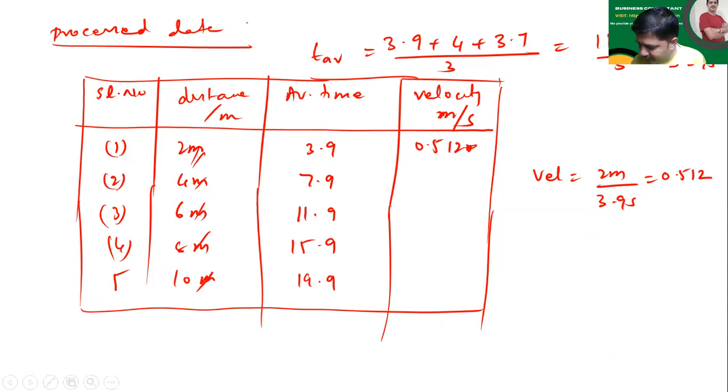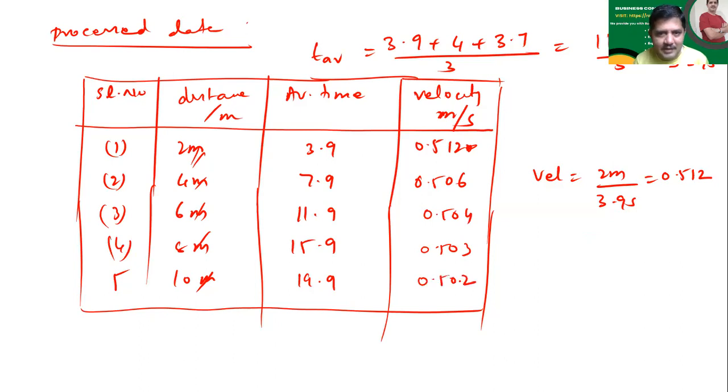This is 4 by 7.9. 4 divided by 7.9 would be 0.506. Then 6 meters, 6 divided by 11.9 is 0.504. And then 8 divided by 15.9 is 0.503. And then you have 10 divided by 19.9. It seems to be 0.502.